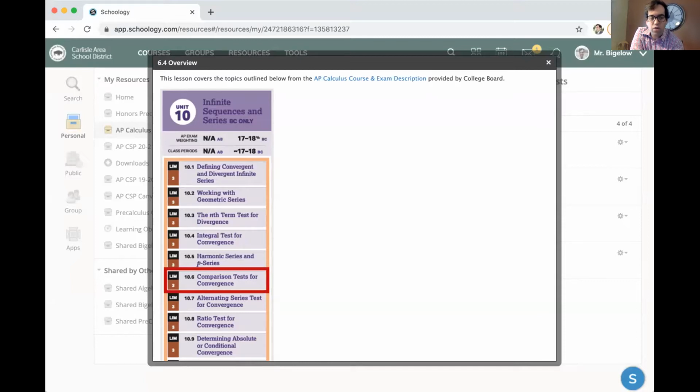So today we're going to learn two more convergence tests. These ones are both different variations of what we call comparison tests. You can see on the screen here that we are now looking at 10.6 from College Board, comparison tests for convergence.